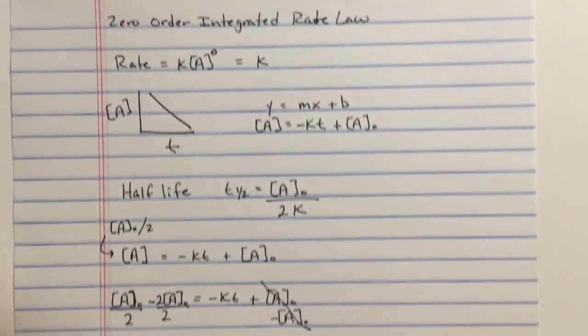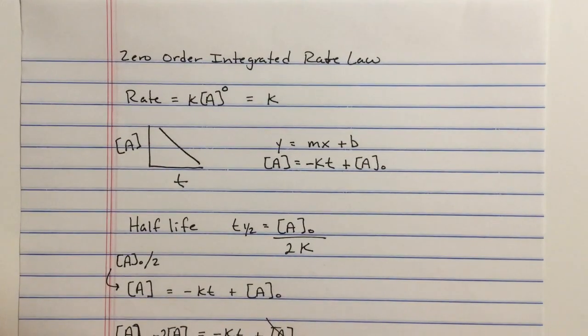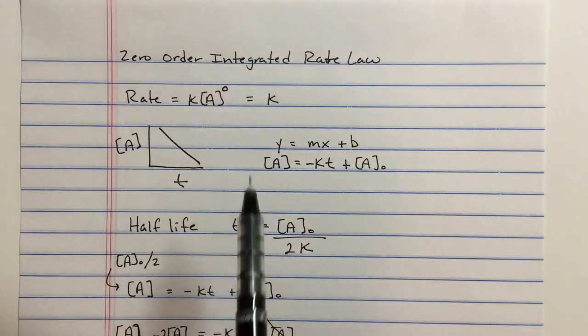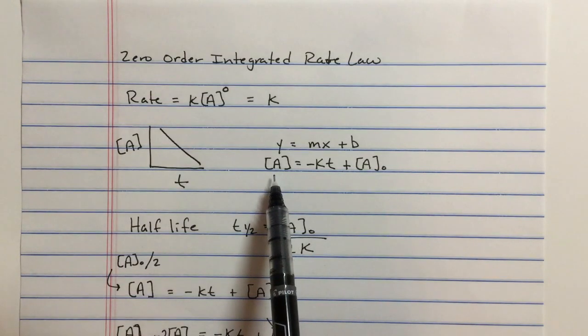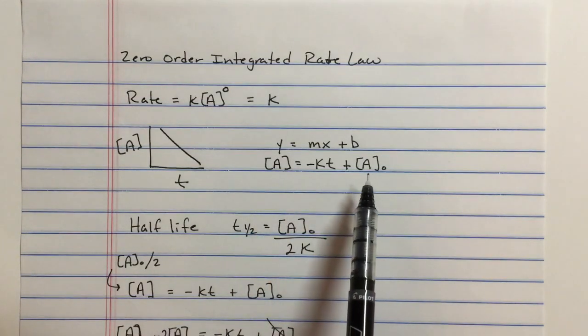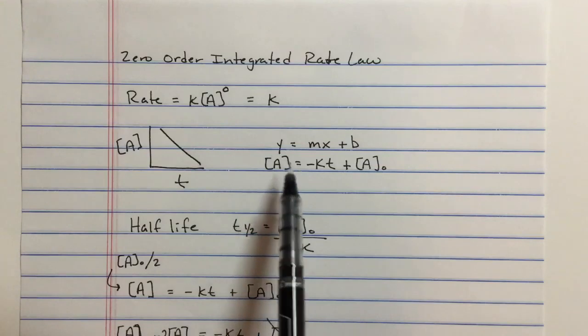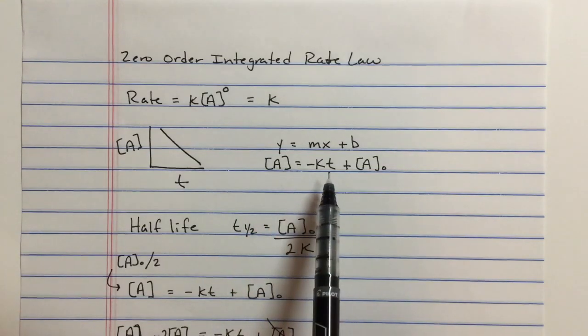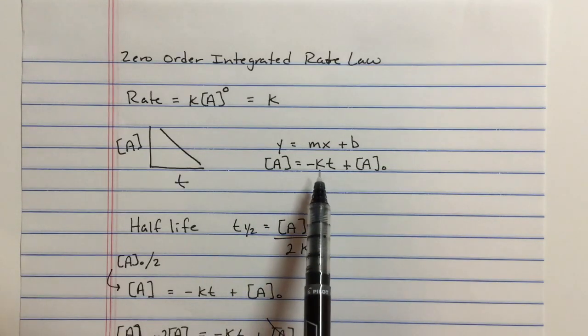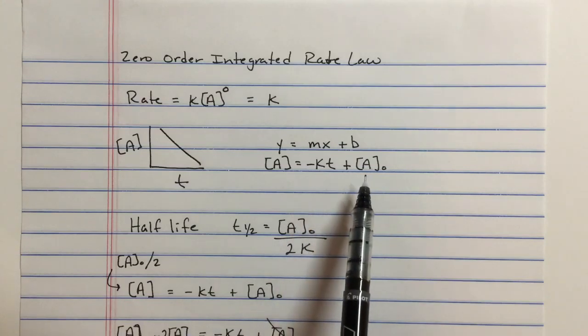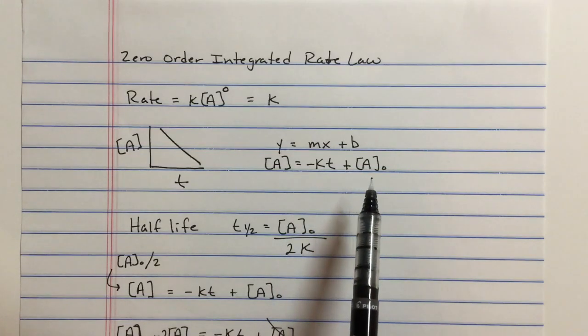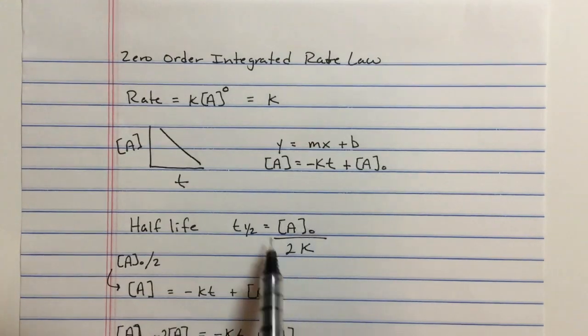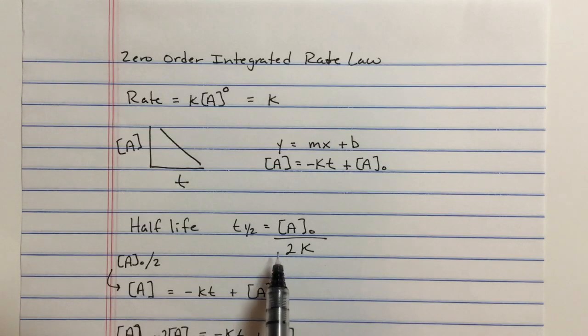So this is the summary for the zero-order integrated rate law. It allows us to calculate the concentration at any time as long as we know the rate constant and the initial concentration. If we ever want to calculate a half-life, we can use this equation. Or if the half-life is given to us, we can always rearrange this to solve for the rate constant.